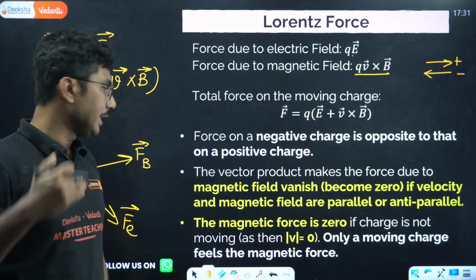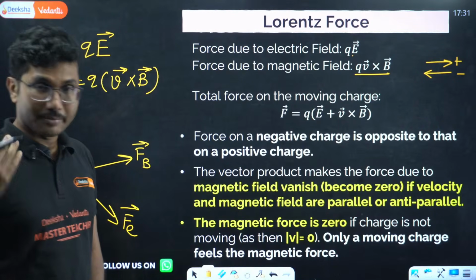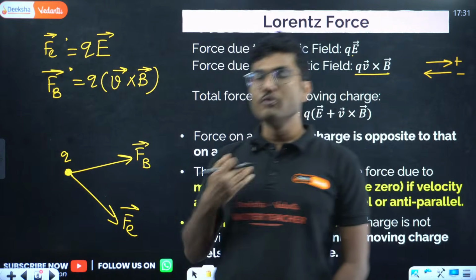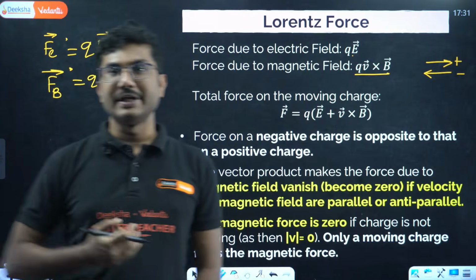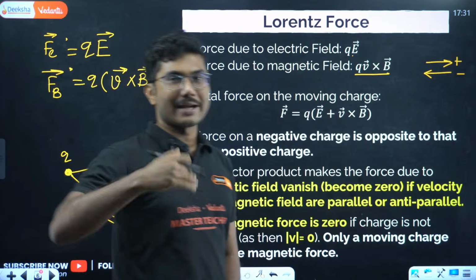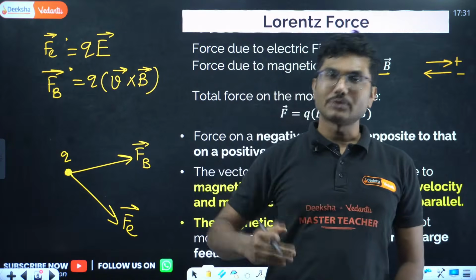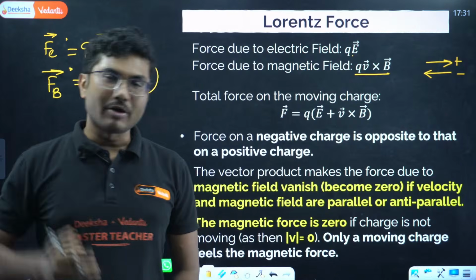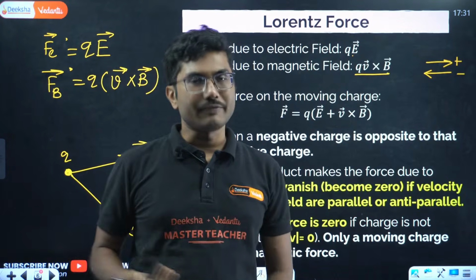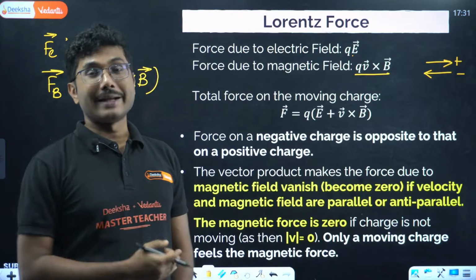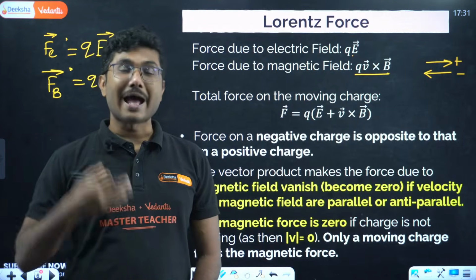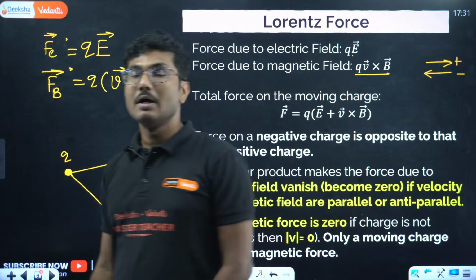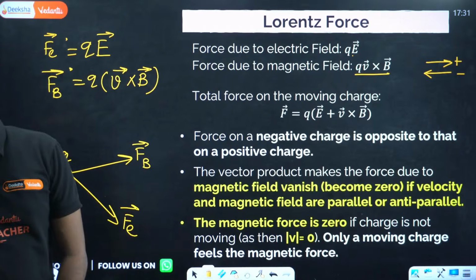Only a moving charge feels the magnetic force. As I mentioned, only a moving charge feels the magnetic force, because a moving charge has its own magnetic field. So only a magnet can attract or repel another magnet. That's why when the charged particle has its own magnetic field, only then will it interact with an external magnetic field. If the charge does not have any magnetic field on its own, then it will not interact with the magnetic field. Right? That is very clear.